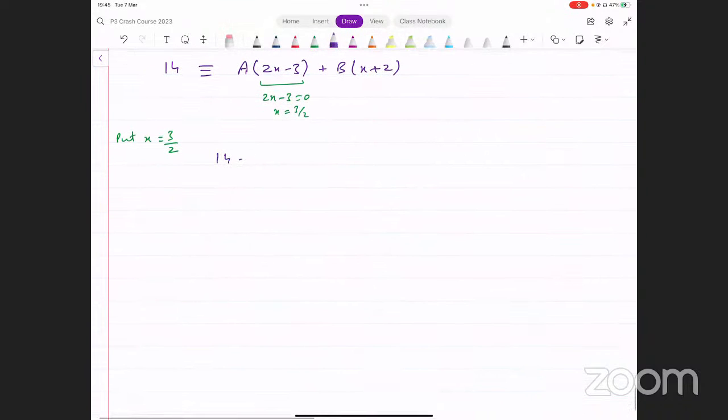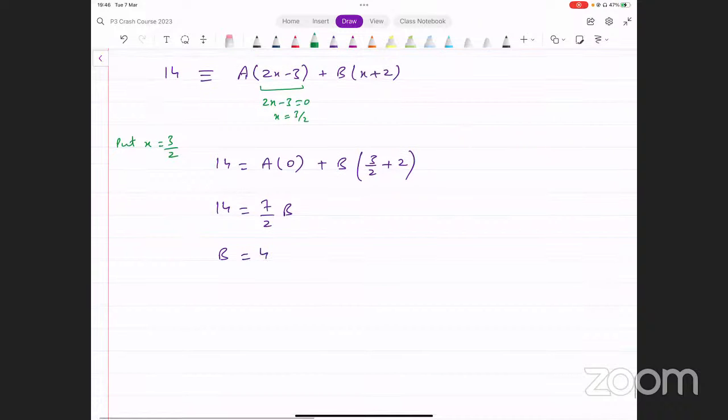So that gives us 14 equal to a times 0, the first term becomes 0. The second term has b into 3 over 2 plus 2. And that gives us 14 equal to 7 over 2 times b, and b turns out to be 4 in this case. All right. Now, how do you make the second bracket 0? x plus 2 equal to 0. We can input x equals minus 2 here.